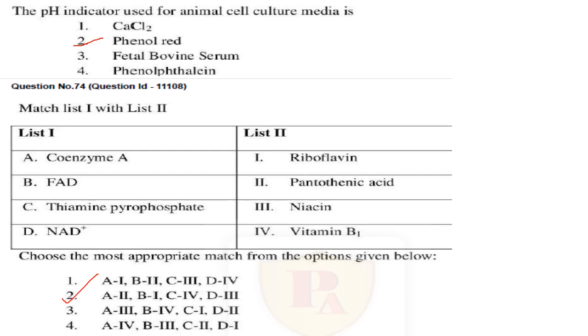Match list 1 with list 2. List 1. Coenzyme A. Coenzyme A is pantothenic acid. FAD. FAD is flavin adenine dinucleotide, so it must be riboflavin. Then thiamine pyrophosphate is vitamin B1. Thiamine is vitamin B1. NAD. NAD is niacin. So the answer here is A2, B1, C4 and D3. So answer is option 2.